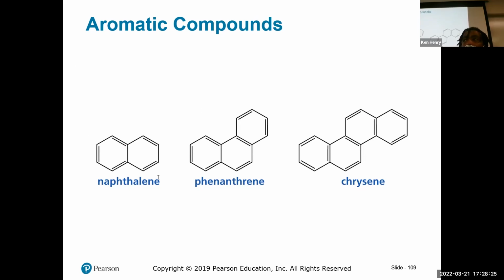So naphthalene, these are some aromatic compounds. Phenanthrene is another aromatic compound, and then pyridine, another. So naphthalene is basically, it's almost like it's a benzene ring with almost a benzene ring, right?